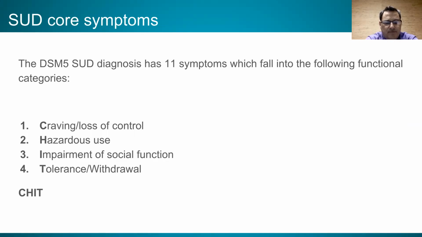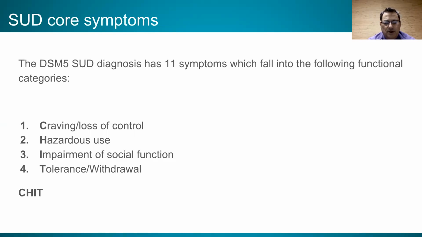But I do try to remember them in terms of functional categories. And most of the symptoms, actually all of the symptoms, fall into what I consider functional categories. Craving and loss of control, so the beginning of the compulsive behavior, use in hazardous situations, or risky use. So drinking and driving would certainly be an example of a hazardous use pattern. Impairment of social function, and a lot of times that occurs later on in the condition.